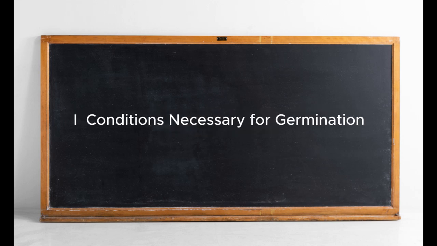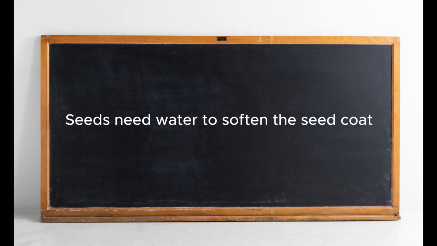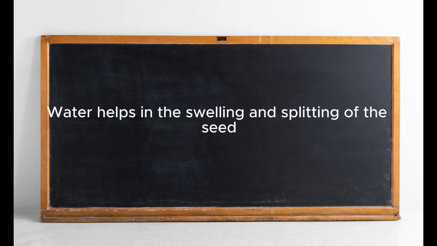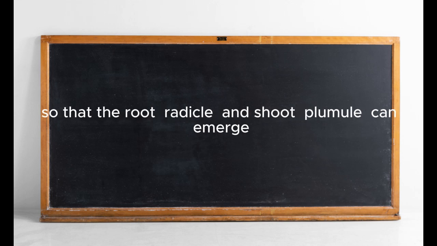Conditions necessary for germination. 1. Water. Seeds need water to soften the seed coat and activate enzymes that break down stored food. Water helps in the swelling and splitting of the seed so that the root and shoot can emerge.